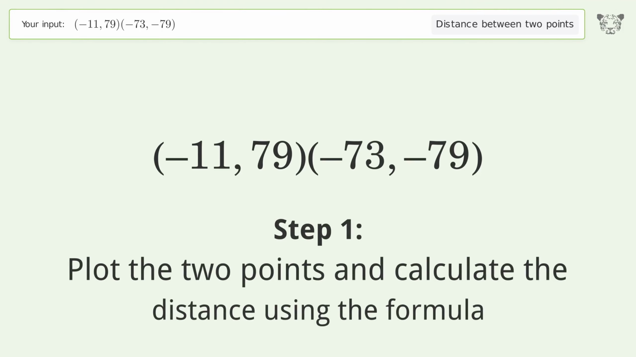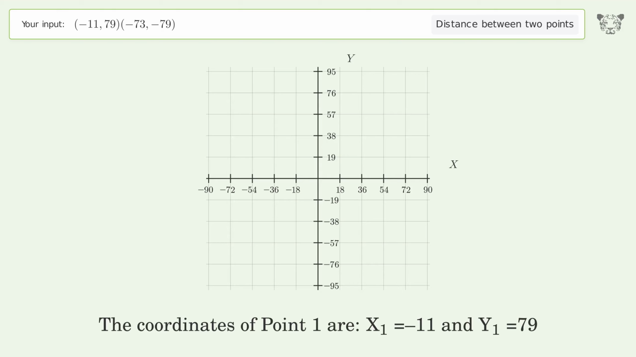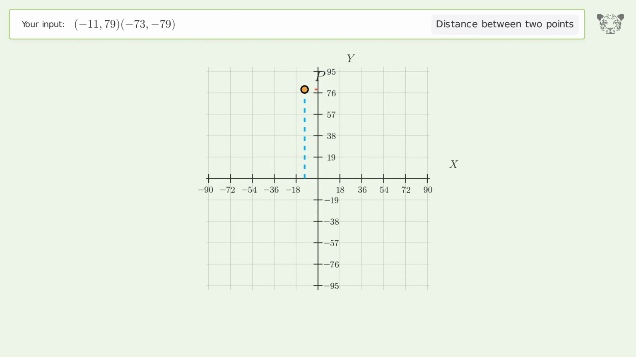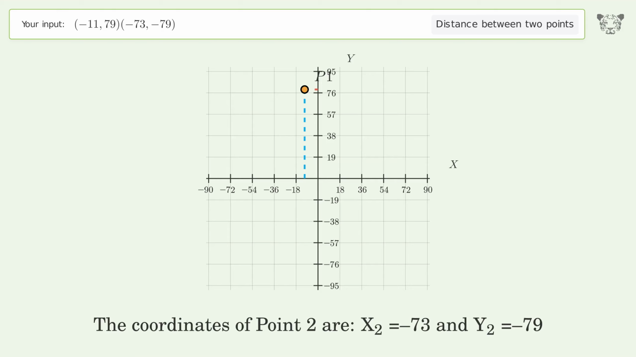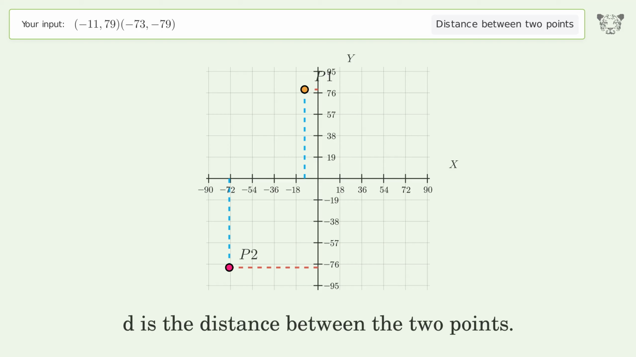Plot the 2 points and calculate the distance using the formula. The coordinates of point 1 are, x1 equals -11 and y1 equals 79. The coordinates of point 2 are, x2 equals -73 and y2 equals -79. D is the distance between the 2 points.